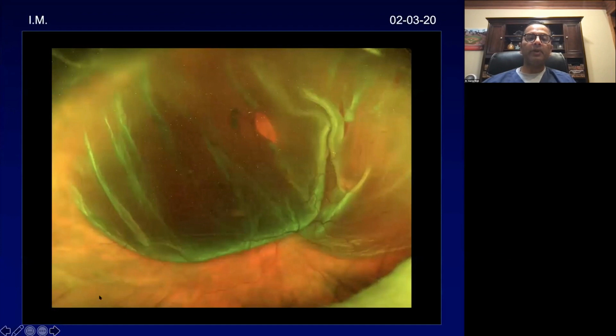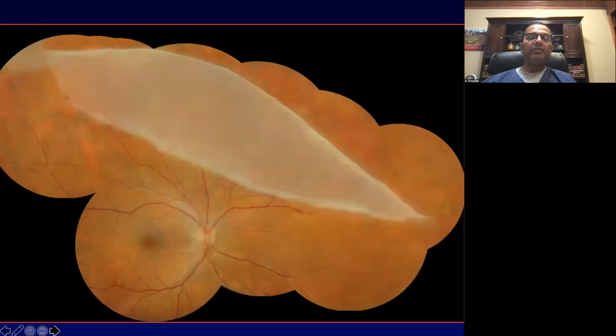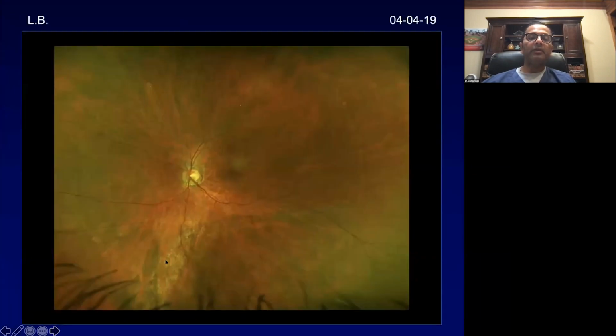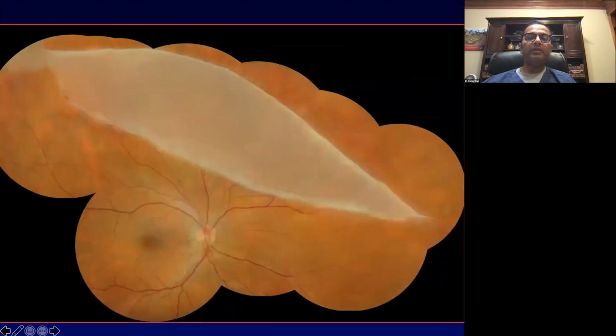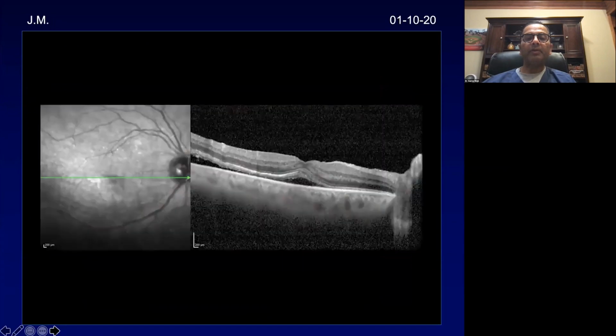Here's a detachment with a break, and another detachment, another detachment, another detachment. Here's an inferior detachment. For this, you can see a demarcation line. The urgency for this detachment compared to this is going to be much lower. Here's a giant retinal tear that is on its way to flipping over in this patient and extending, so that one you want to do sooner rather than later. Here's another patient who has a thin area of fluid, but you can see this has been there for a while.